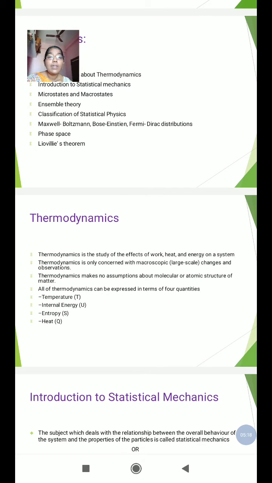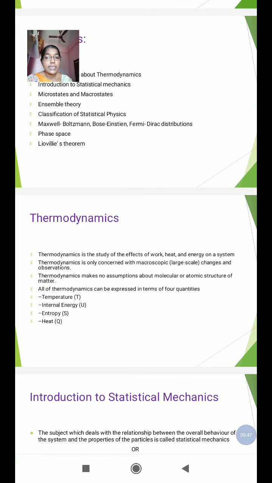Next, all thermodynamic systems can be expressed in terms of four quantities. What are the four quantities? We can represent any thermodynamic system with these four only: temperature of the system, internal energy of the system, entropy of the system, and heat.